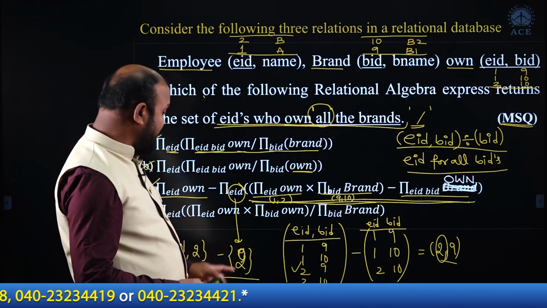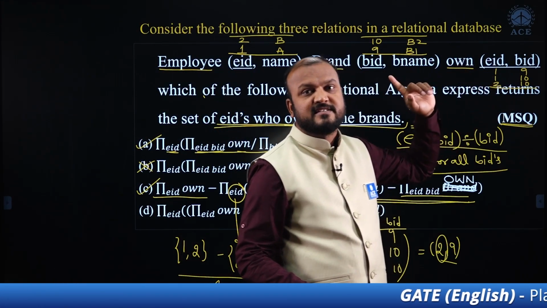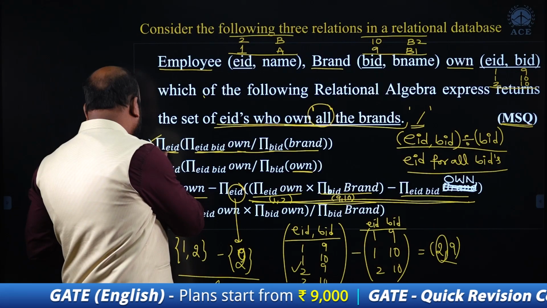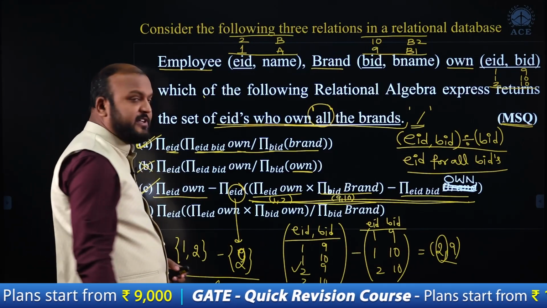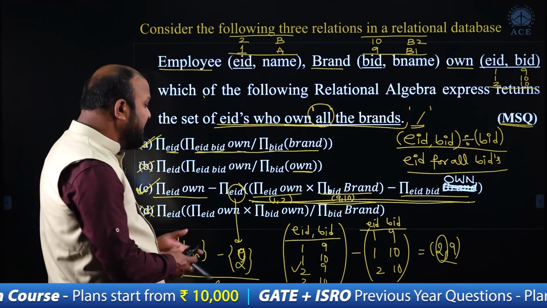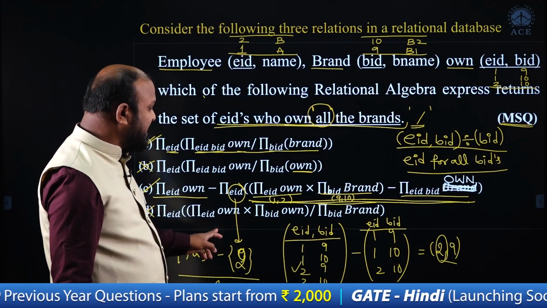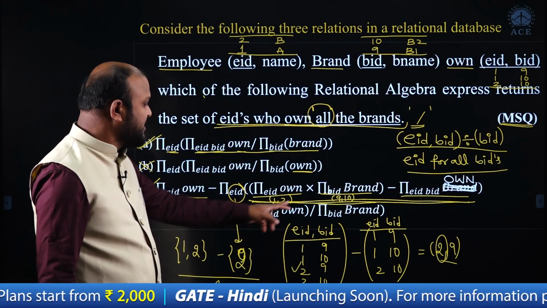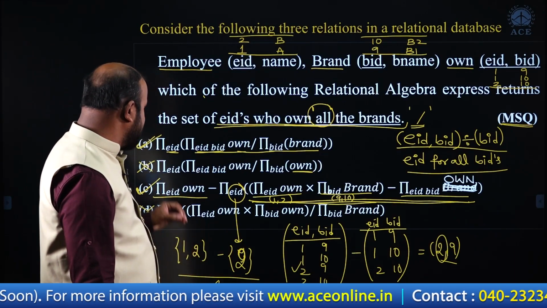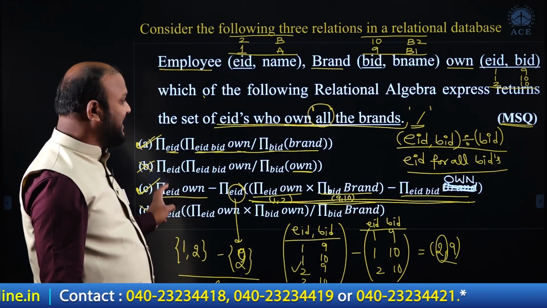Who is EID 1? EID 1 is the employee who owns all the brands. It is satisfying the query. So we can say option A and option C are equivalent expressions. The answer for this question is both option A and option C, and option D is incorrect. You can check why it is incorrect with respect to the table of data. You can easily understand. Here it is performing a Cartesian product between EID and BID of owns, and performing a division with BID, it is going to give you some incorrect results. So the answer for the question is both option A and option C.